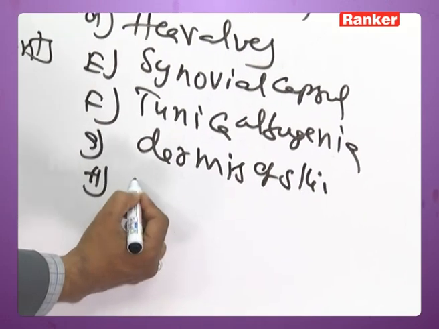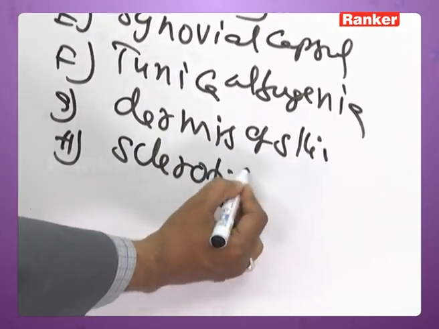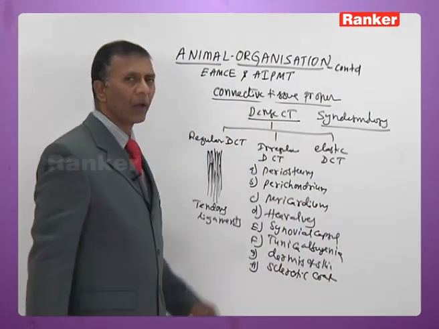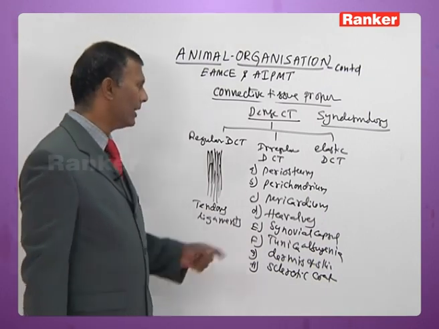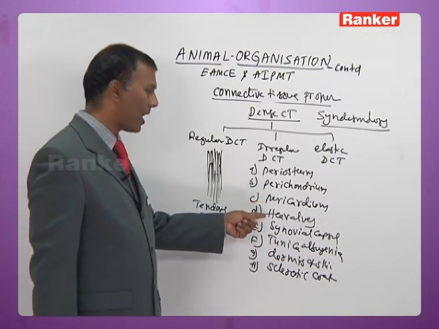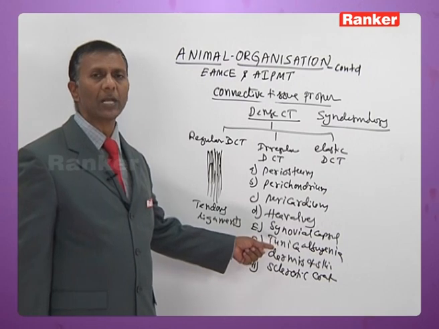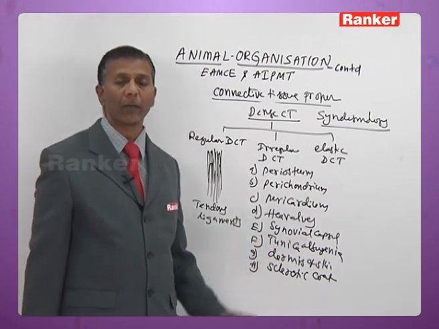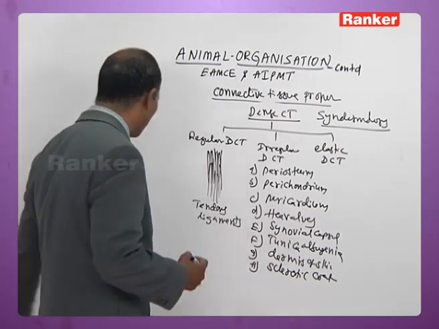H. Sclerotic coat of eyeball. All of them are made up of irregular dense connective tissue. I shall repeat once again: periosteum of bone, perichondrium of cartilage, pericardium of heart, heart valves, synovial capsule, tunica albuginea of testis and ovary, dermis of skin and sclerotic coat of eyeball. All of them are made up of dense irregular connective tissue.